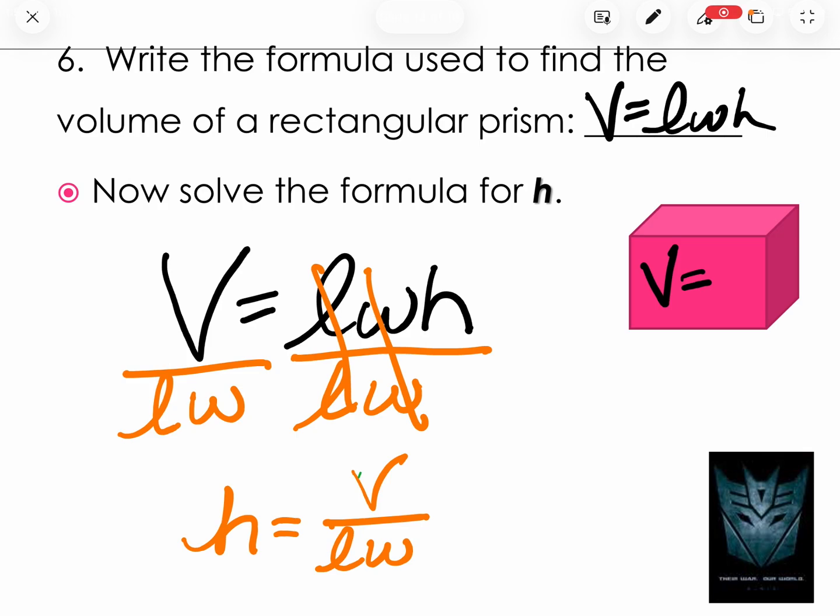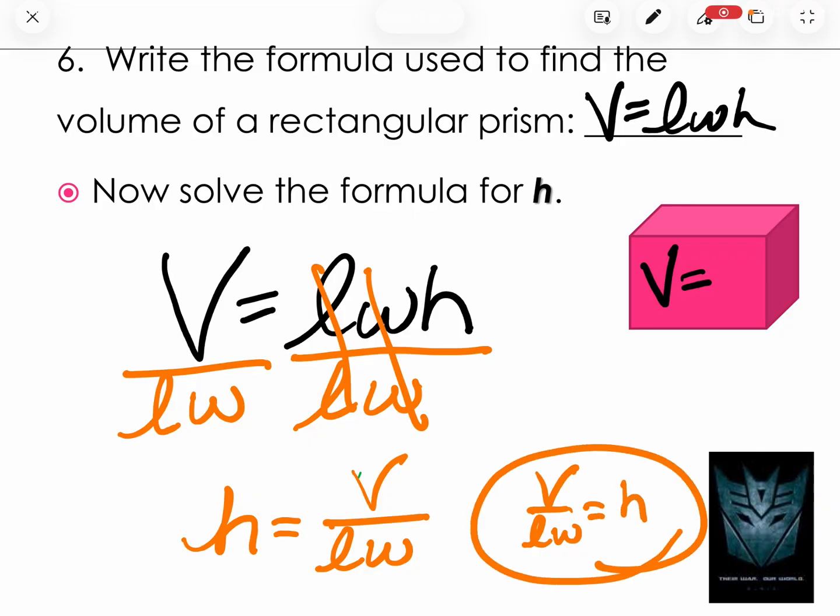Somebody in last class said, Miss Kearns, is it okay if I write capital V over LW equals H? Same thing. I just have always been in the habit of writing the variable on the left for what it's solved for. That's just standard.